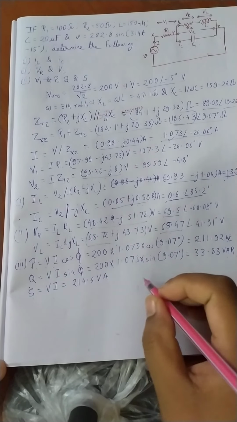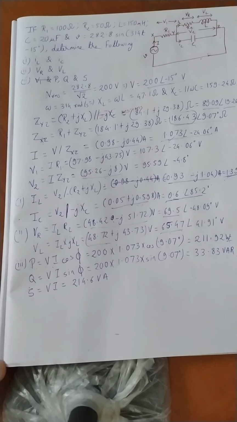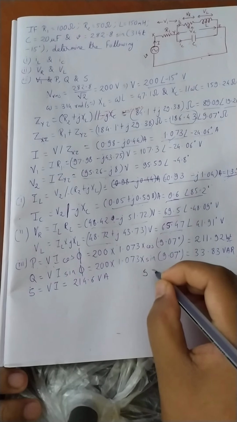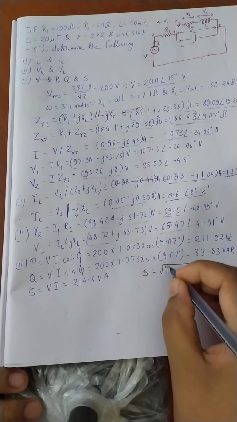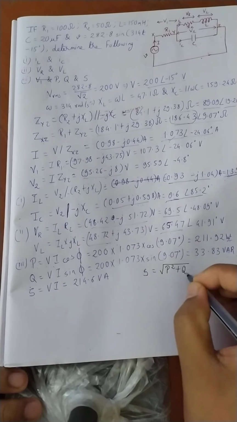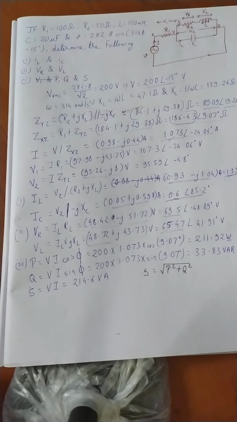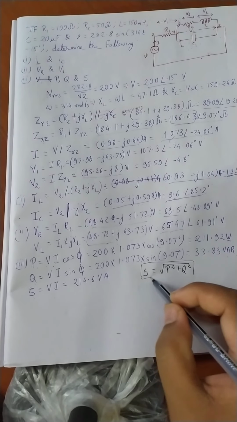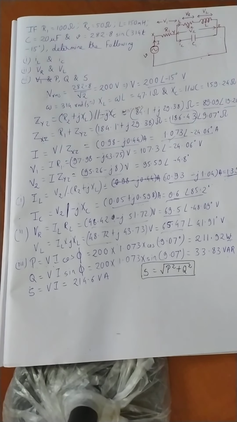Now if you want, you can prove that. If you want, you can easily prove that this S will be nothing but equal to square root of P square plus Q square. You can easily prove them. If you put all the values here, you can easily prove them.